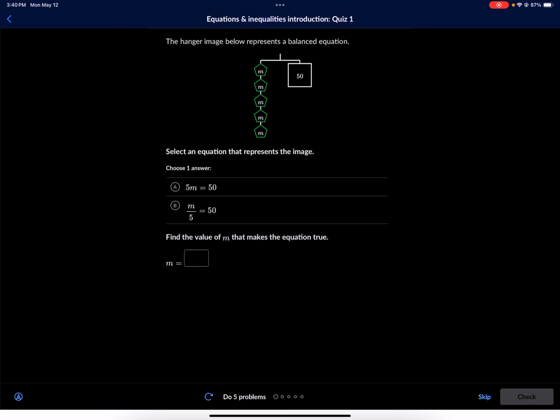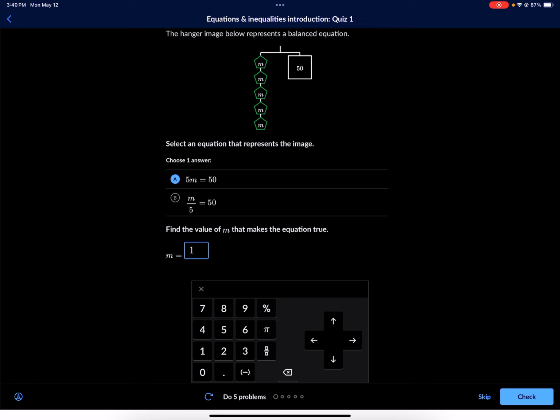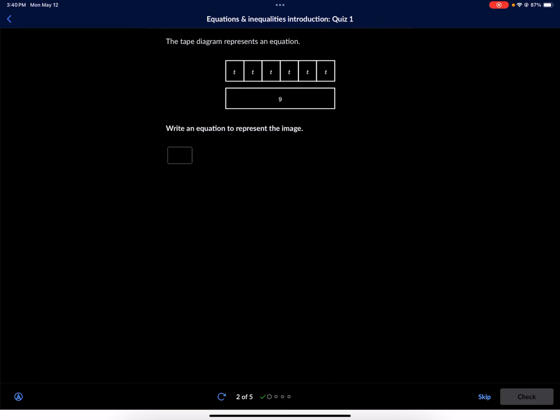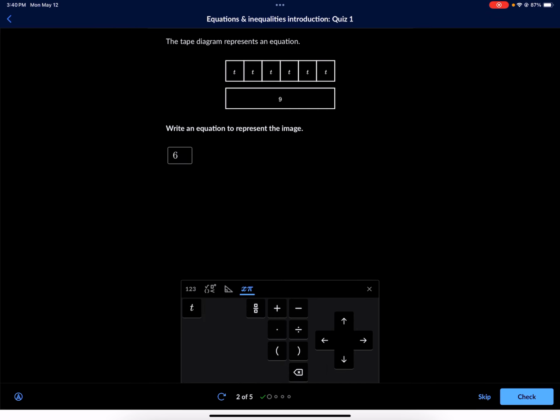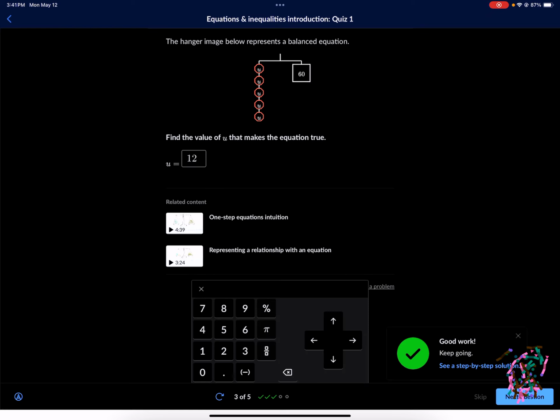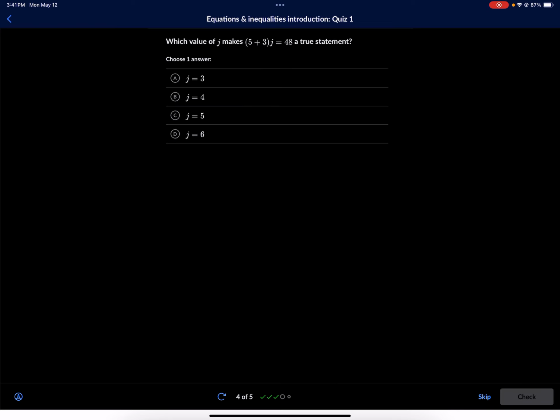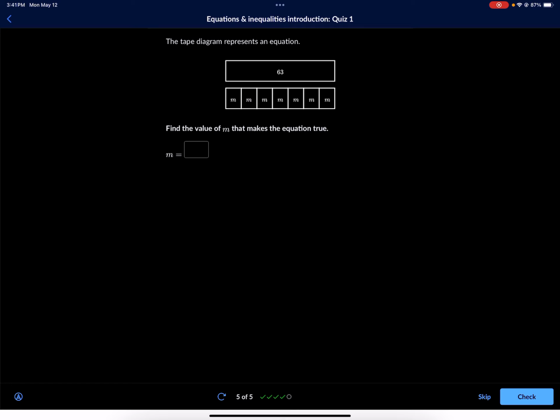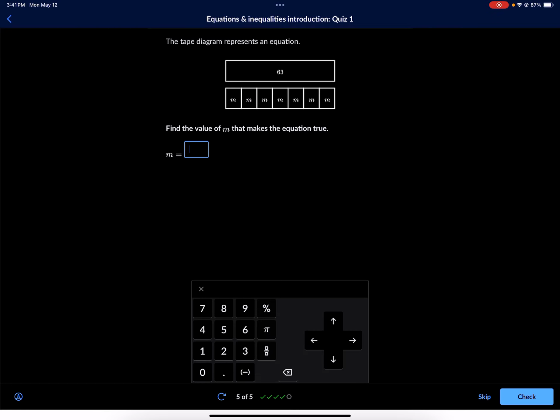The answer is A and 10. If you got that right, good job. The answer is 6t is equal to 9. Remember to pause, by the way. If you got that right, good job. U is 12. If you got that right, good job. The answer is D. If you got that right, good job. And M is 9. If you got that right, good job.